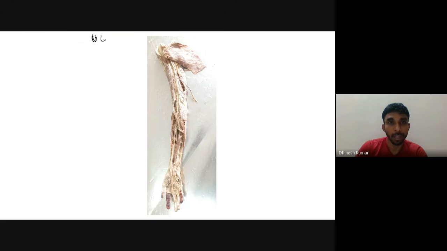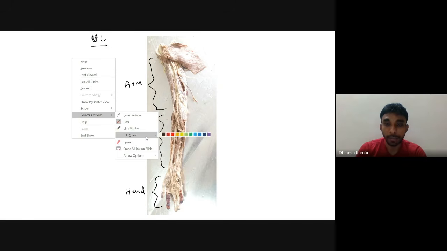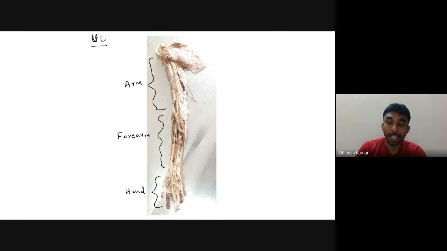So this is the specimen of upper limb. A disarticulated upper limb specimen you are seeing, right? So this is the region called the arm, isn't it? Below the arm, we have this region called the forearm, right? And this is the hand, right? So when you see the specimen, first of all, make sure whether it is the right upper limb or left upper limb.